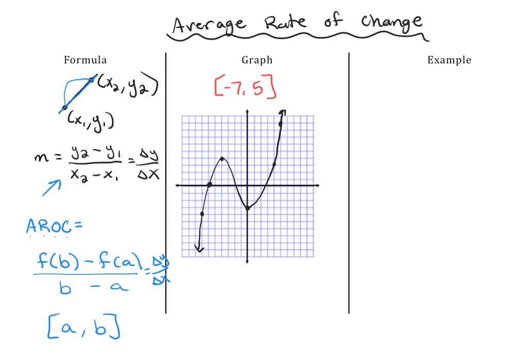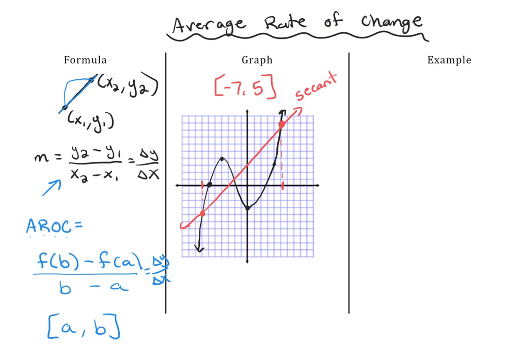So -7 takes me to this point here. And then 5 takes me to this point here. So from the interval -7 to 5, what is the average rate of change? That simply means if I connect these to make a linear line, and I find the rise over run of that line, that's giving me the average rate of change of this graph. And this is called a secant line.